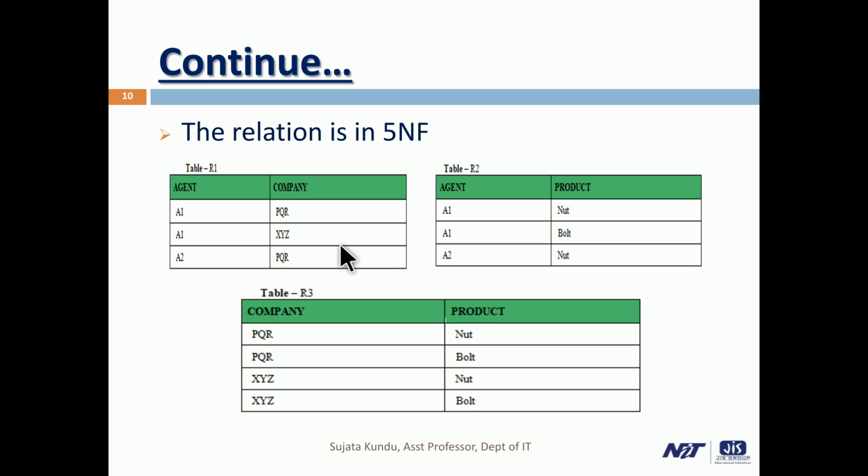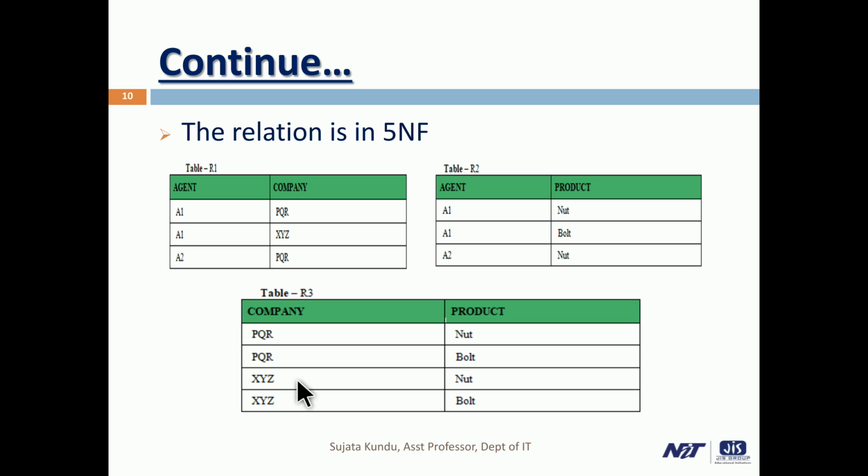So if I divide the previous table into these three tables, now we have to check the joint dependency, because if it holds the joint dependency, then we can say that it is in 5NF. So take the natural join of R1 and R3 over company. You can see R1 and R3 can be joined with the help of company, because this is the common attribute between these two relations.